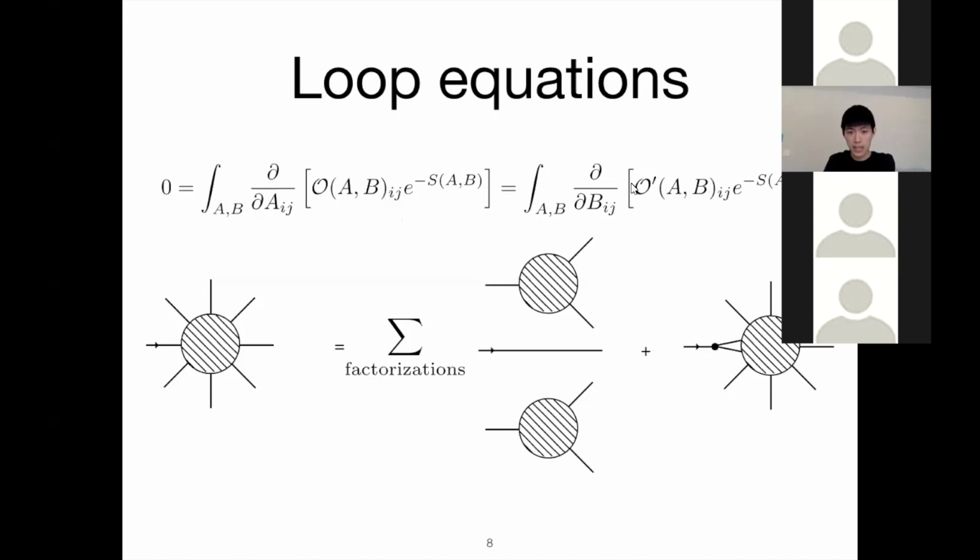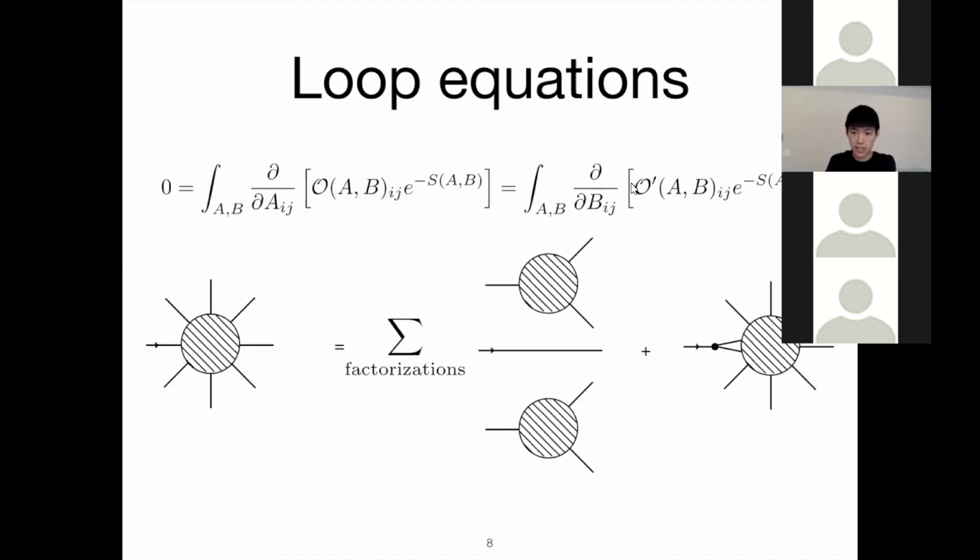right? And here you're allowed to put any combination of A's and B's that you like. And when the derivative d by dA acts on this object, it will produce two terms, depending on whether or not it acts on the O or whether it acts on the action, right? So this can be diagrammatically interpreted as follows.